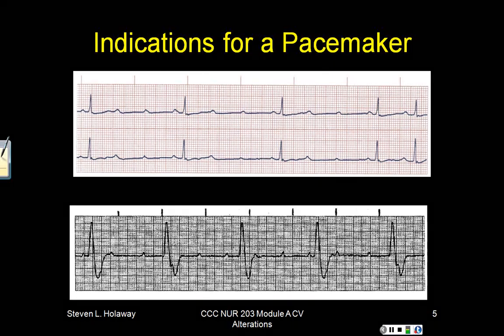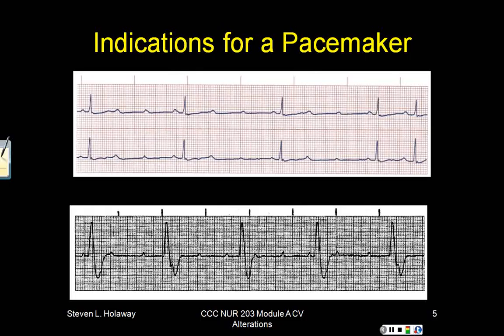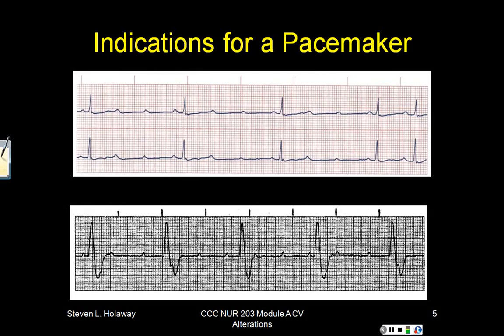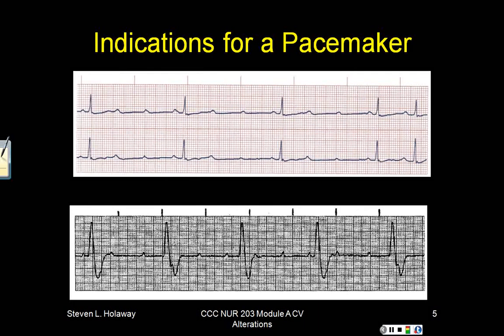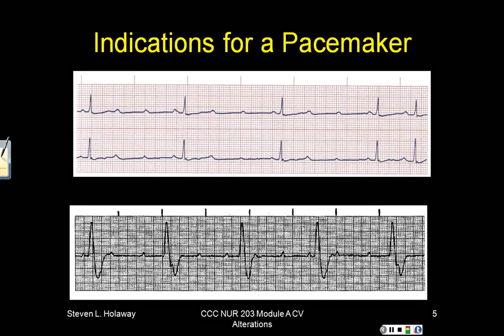Typically the indications of a pacemaker are any type of bradycardic arrhythmia that is not meeting the metabolic demands of the heart. The two major rhythms that we're going to be discussing that require a pacemaker are a Mobitz type 2 second degree AV block, which is your top strip, and a third degree or complete AV block, which is your bottom strip.